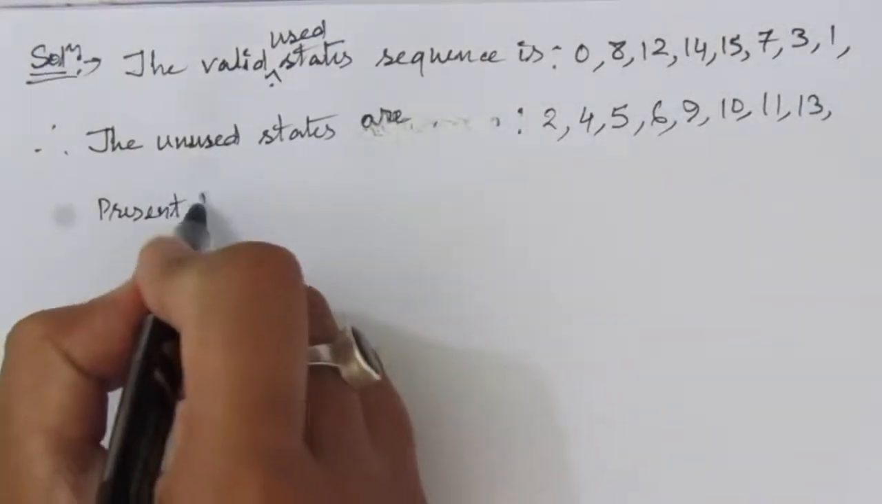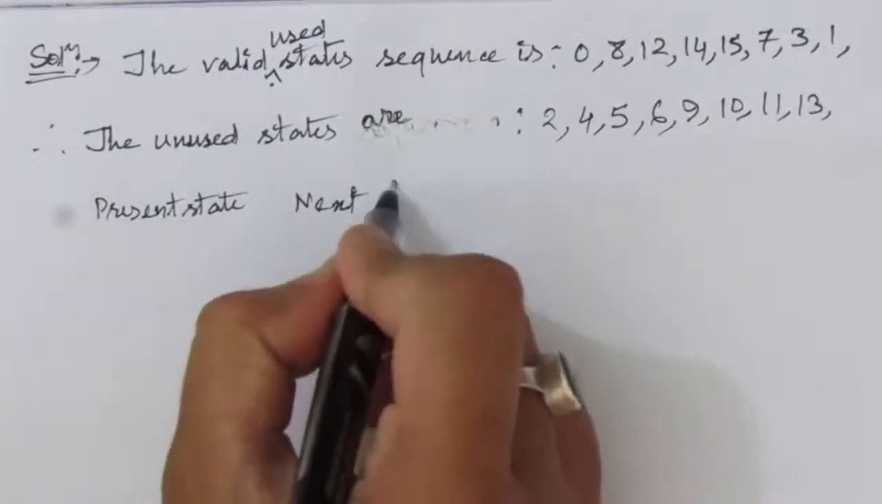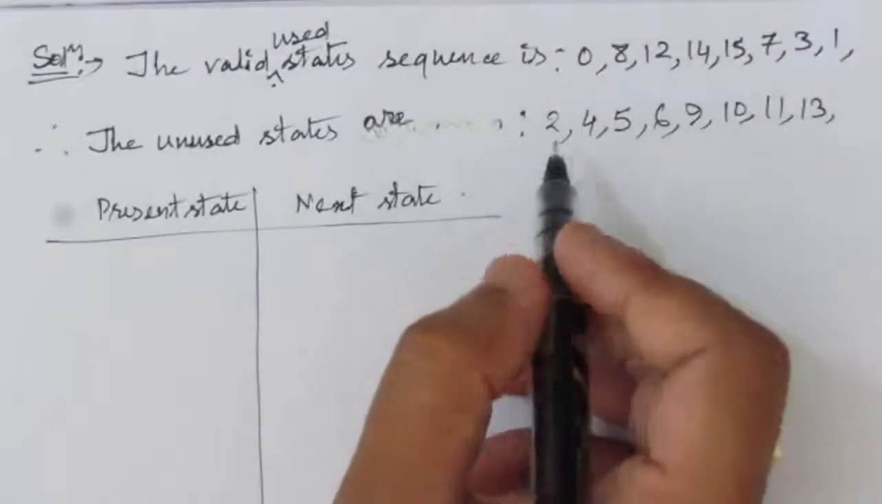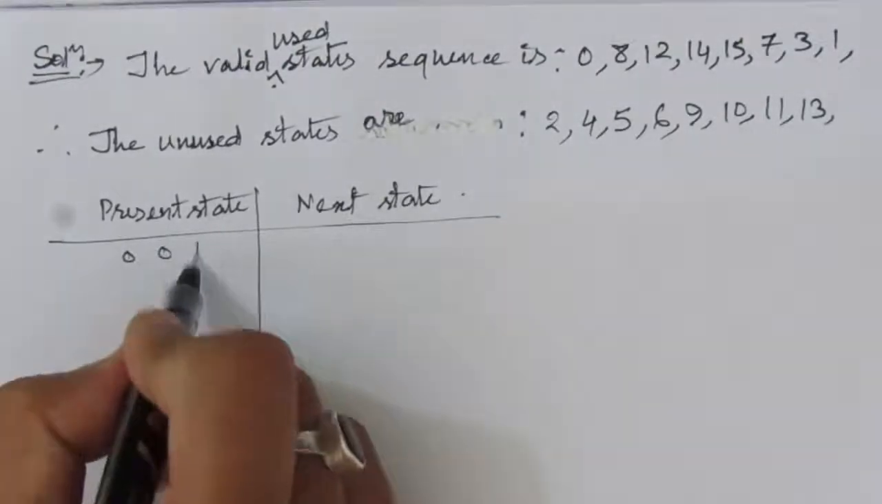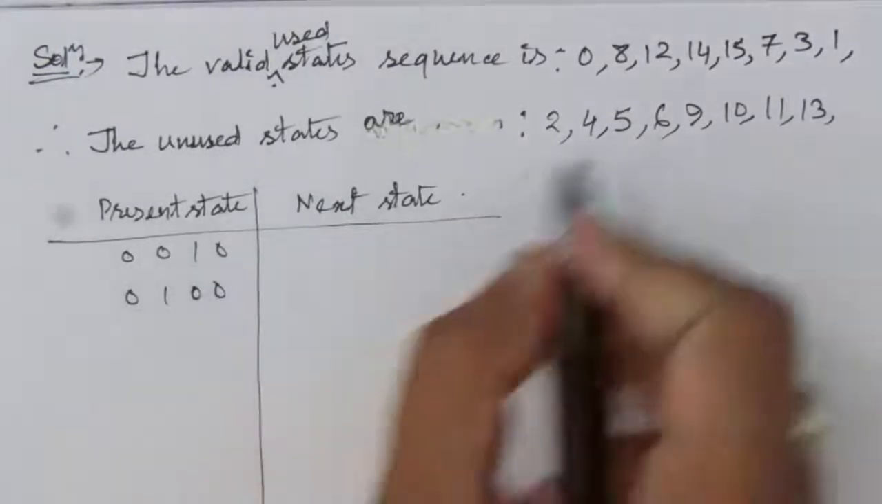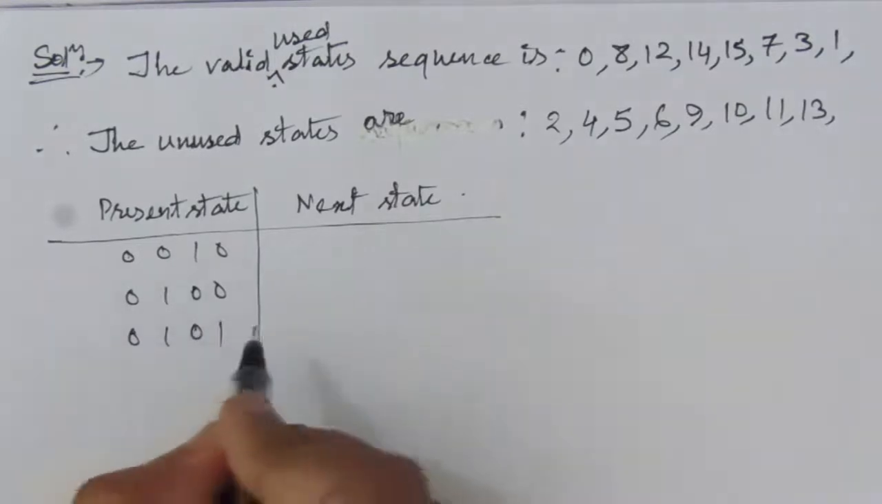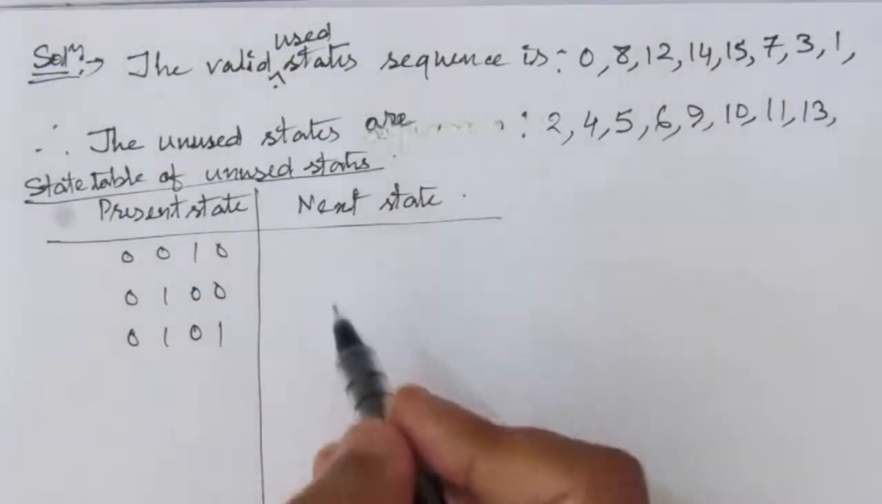Okay, present state, then next state. So the present state, suppose when we have 2, 0, 0, 1, 0, then this is 4, 0, 1, 0, 0, then we have 5, 0, 1, 0, 1. So this table is nothing but the state table of the unused states.